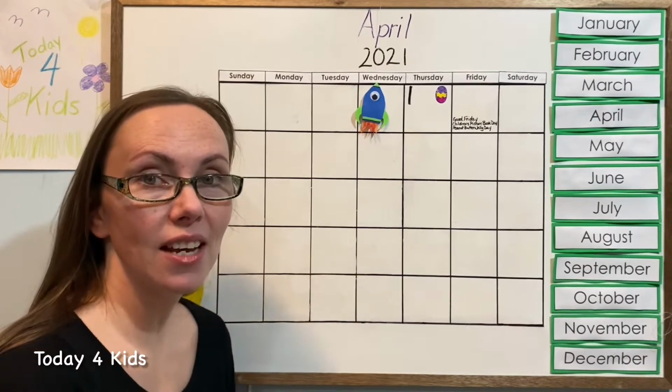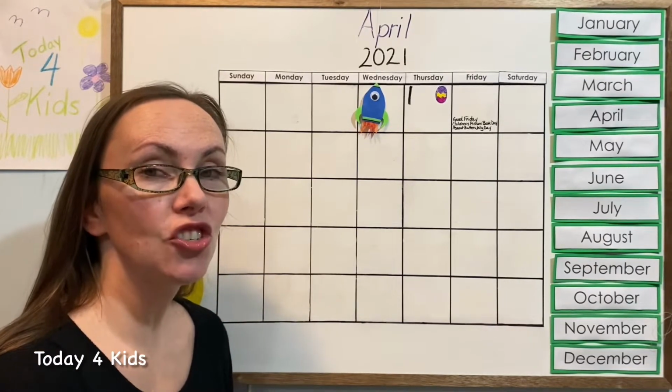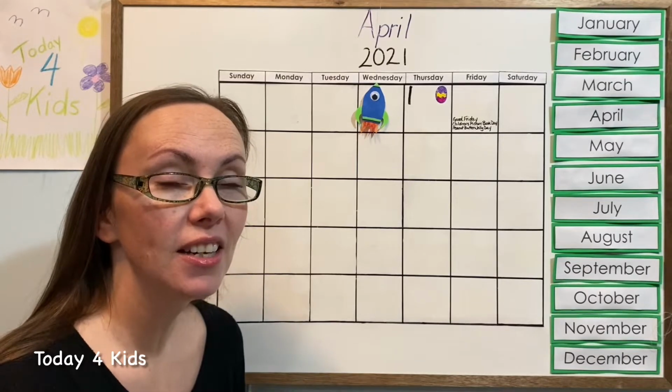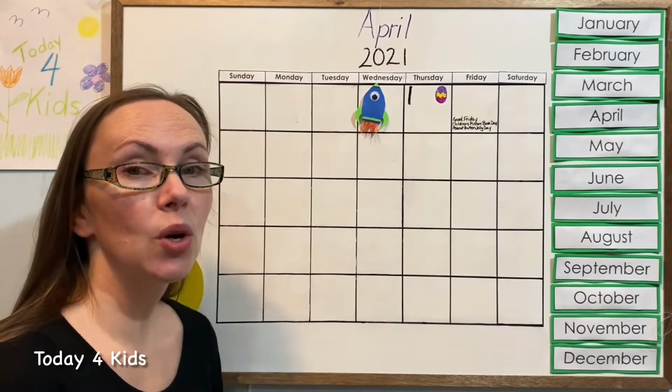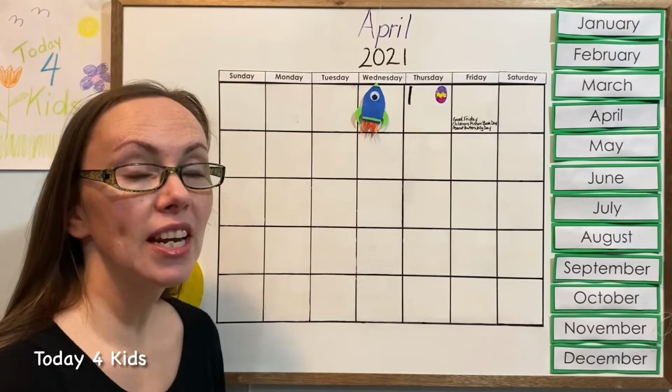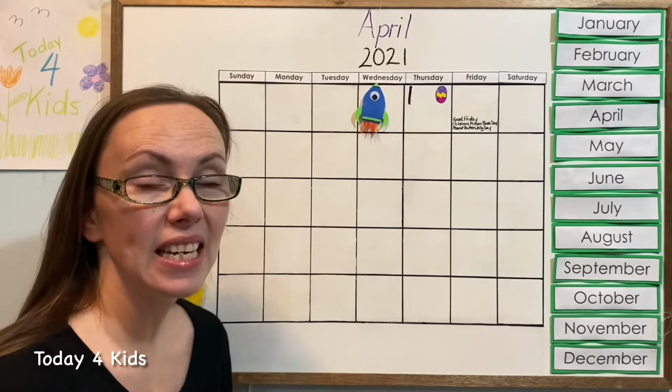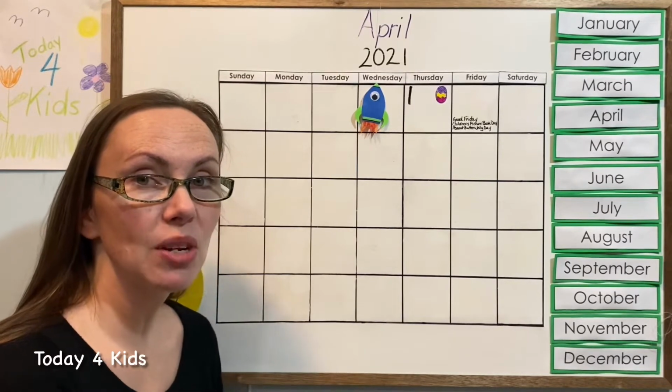Let's figure it out together. Can you look on the board and tell me which shape was the last shape we drew in our pattern? Once we find that shape, we will know what yesterday was. And once we know what yesterday was, then we can figure out what today is. What shape is the last shape we drew in our pattern?